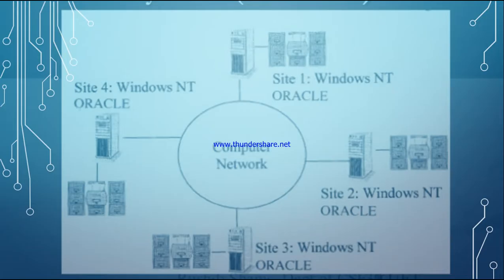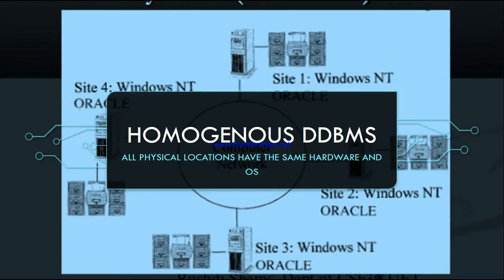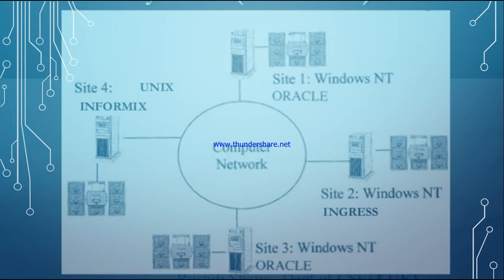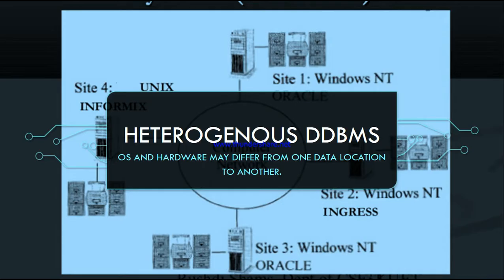And it has two types. Well, the first type, as we see in the picture, we have 4 sites, each with a Windows NT and Oracle OS. So that is a homogeneous DDBMS, where all physical locations have the same hardware and OS. Another type is, as we see in the picture, each site has a different OS and different hardware. This is called heterogeneous DDBMS. The OS and hardware may differ from one data location to another.